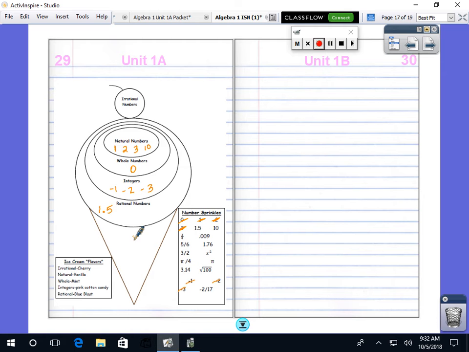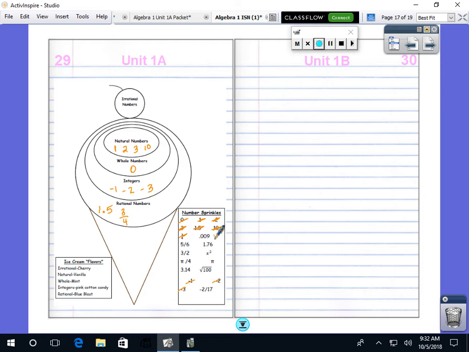Now, the easiest way that I can help you remember that rational means that it needs to be a fraction is because what are the first 5 letters in the word rational? Ratio, right? Which is a fraction. Okay, so now 3/4, that's a fraction, so that would be a rational number.